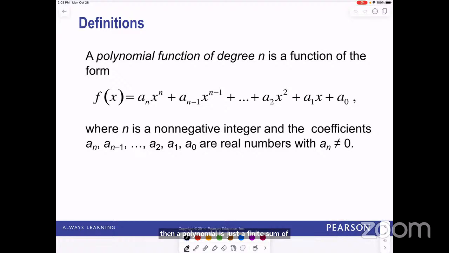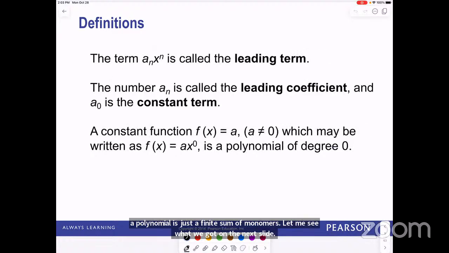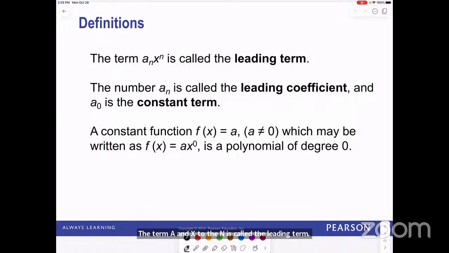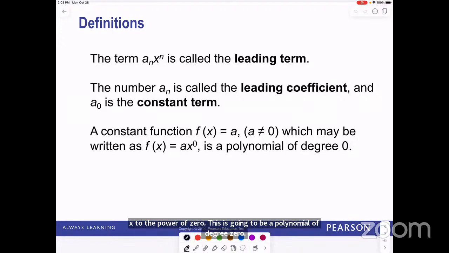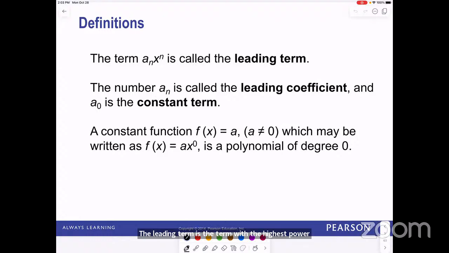The term an x to the n is called the leading term. The number an is called the leading coefficient, and a0 is the constant term. A constant function f of x equal to a, where a is not equal to 0, may be written as f of x equals a times x to the power of 0. This is going to be a polynomial of degree 0. So again, in polynomial functions, we have the leading term. The leading term is the term with the highest power. So when you have your polynomial listed out, the leading term is the term with the highest power. And then the constant term is usually the term without a variable. It's just a number, no variable, right?